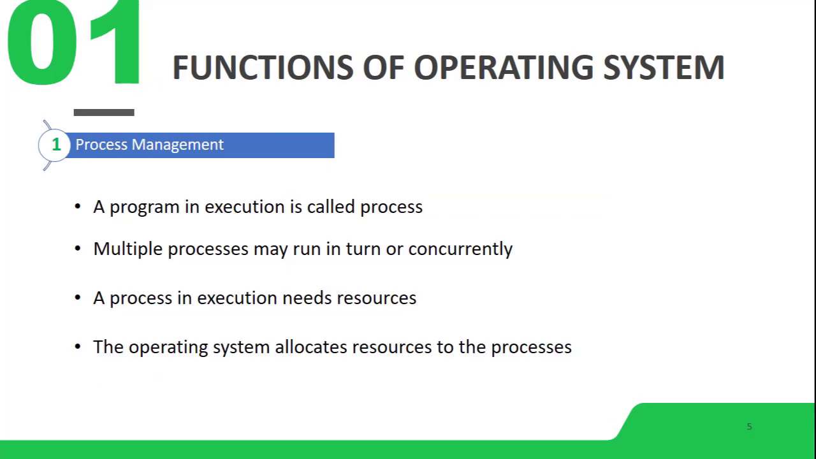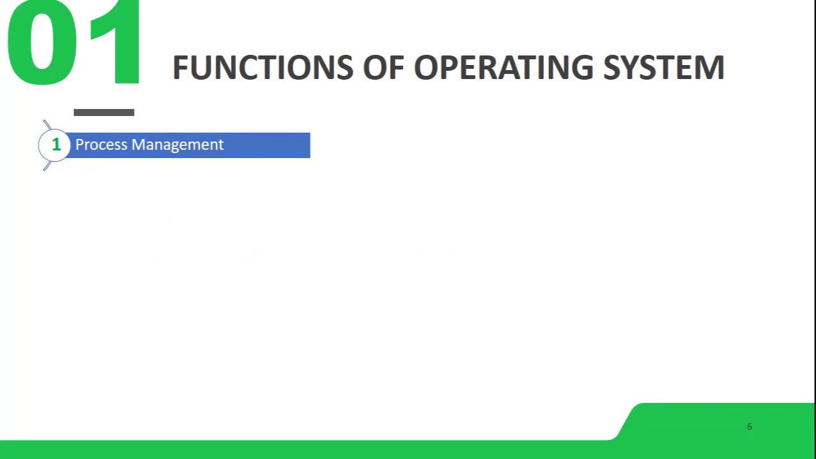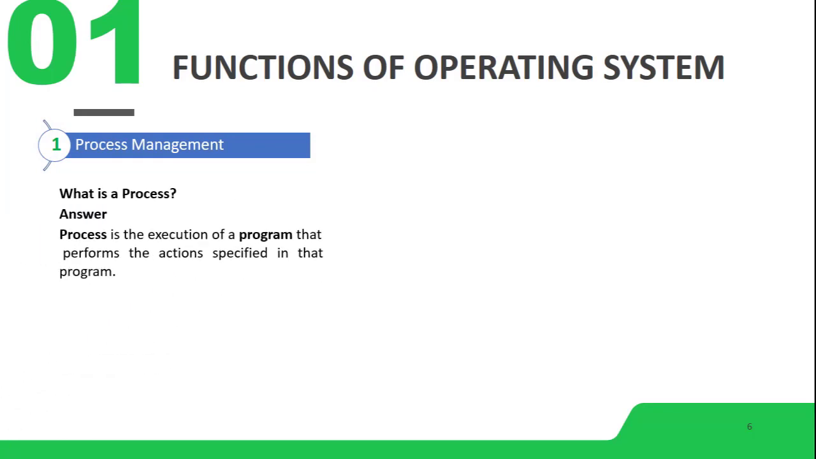A program in execution is called a process. Multiple processes may run in turn or concurrently. A process in execution needs resources. The operating system allocates resources to the processes. To understand process management, we need to understand what a process is. Any program on your computer is a process. For example, if you are listening to music, typing in Microsoft Word, or watching any video, they all are processes. A process is the execution of a program that performs the actions specified in that program.